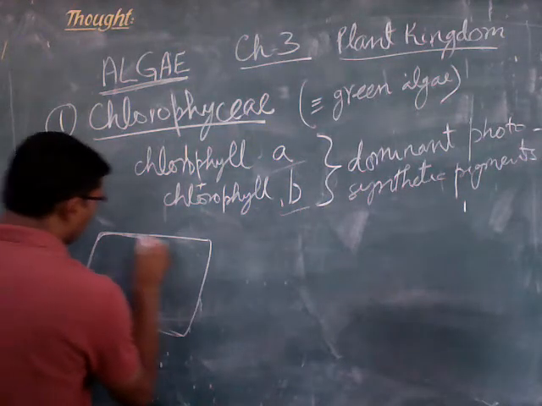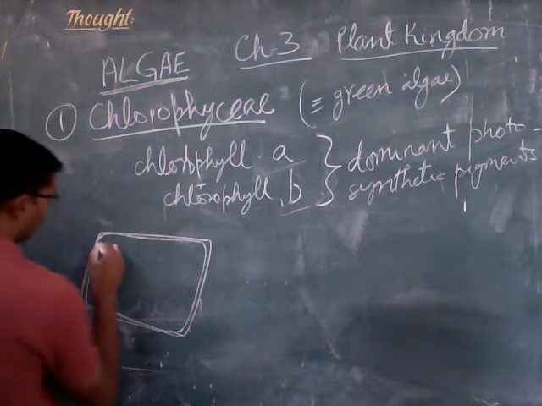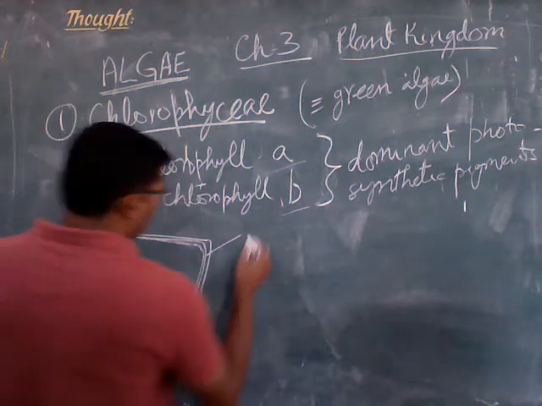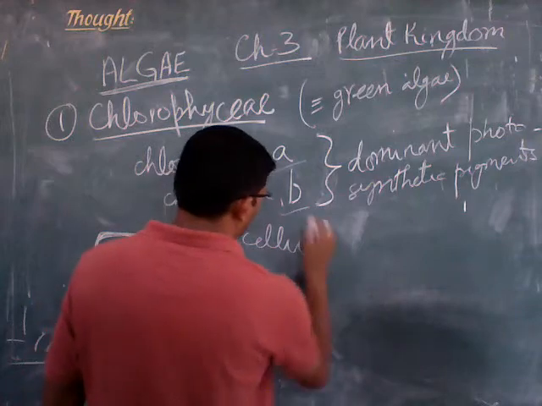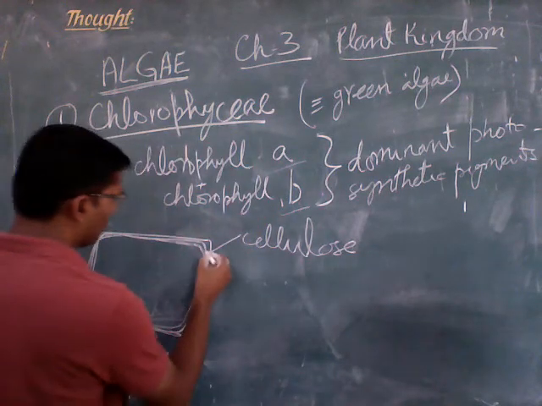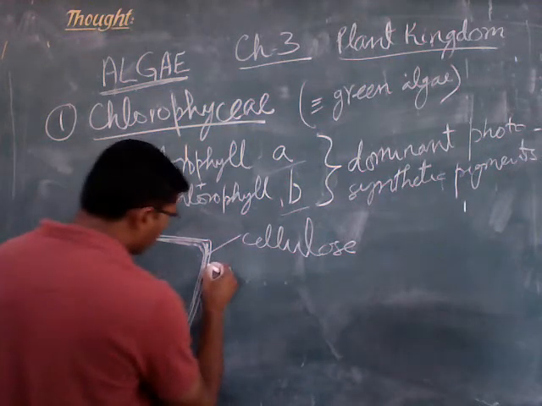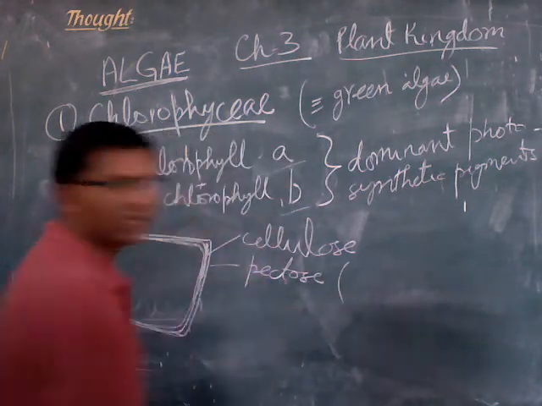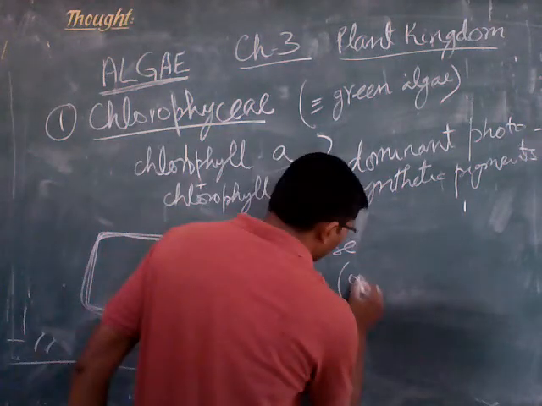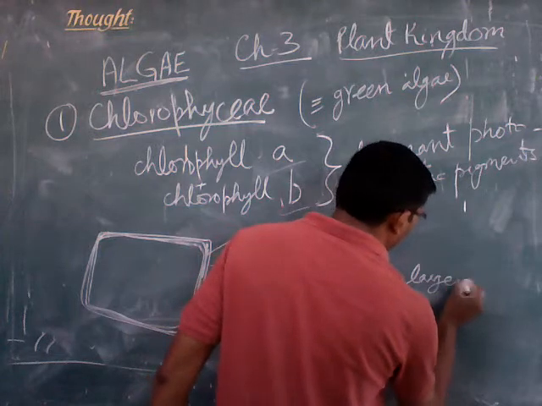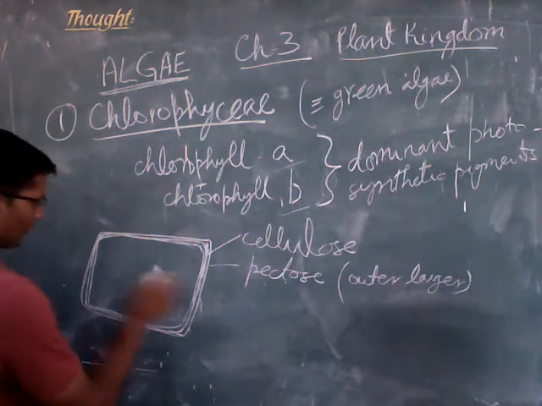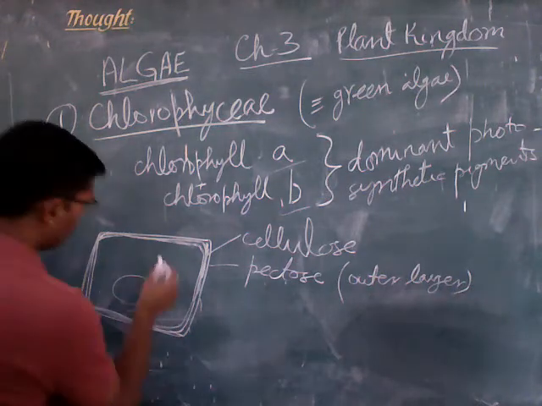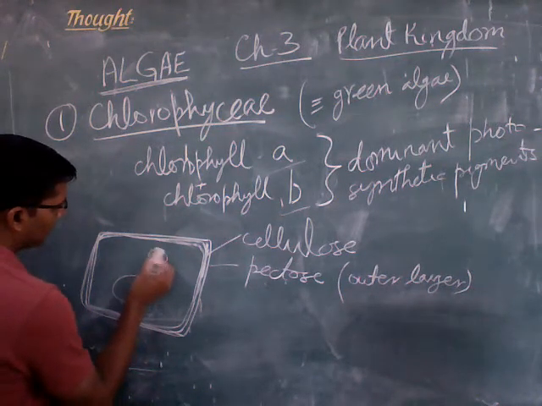So, algae, like all plants, contain a cell wall, right? The cell wall is made up of cellulose, but the outer layer of the cell wall is coated with pectose. Okay? So this is another kind of polysaccharide, and it forms the outer layer of the cell wall. Then there will be a nucleus because it is a eukaryotic organism, and there will be chlorophyll molecules which will be present in the chloroplast. Right?